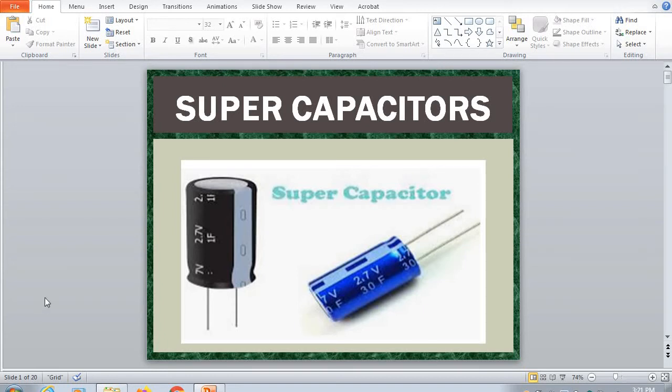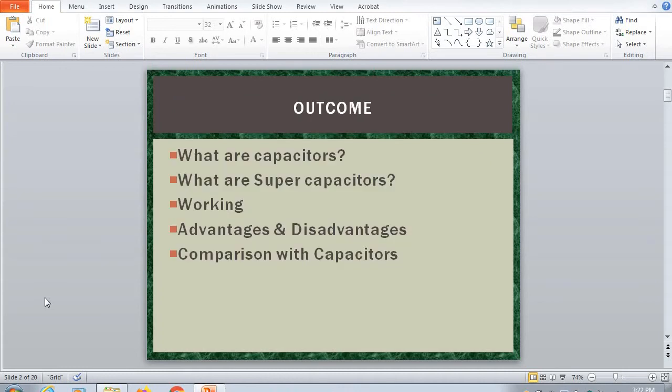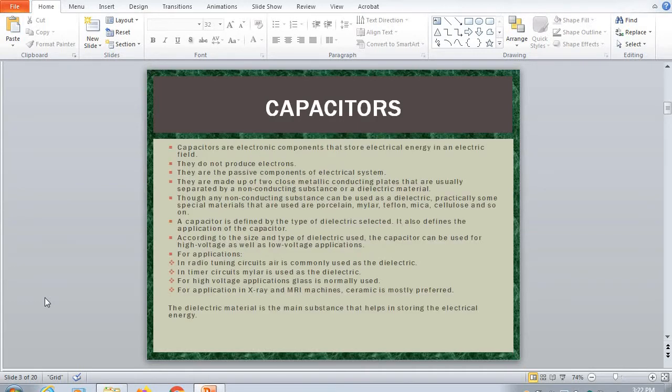In today's video presentation, we are going to discuss supercapacitors. The outcome from this presentation is we'll have an understanding of what capacitors are, then we'll see what supercapacitors are, how they work, what their advantages and disadvantages are, and finally a comparison with conventional capacitors. So let's begin. An introduction to capacitors.